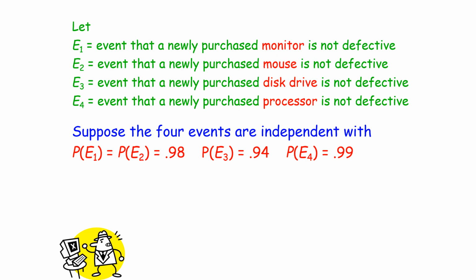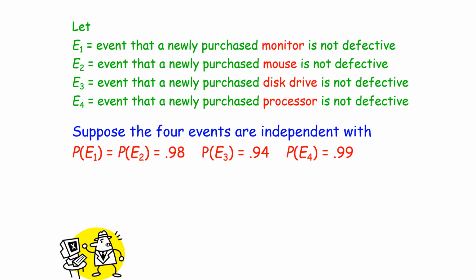We're going to let E sub 1 equal the event that a newly purchased monitor is not defective, E sub 2 equal the event that a newly purchased mouse is not defective, E sub 3 equal the event that a newly purchased disk drive is not defective, and E sub 4 equal the event that a newly purchased processor is not defective. Suppose that the four events are independent, with the probability of E sub 1 and the probability of E sub 2 equaling 0.98, the probability of E sub 3 equaling 0.94, and finally the probability of E sub 4 equaling 0.99.